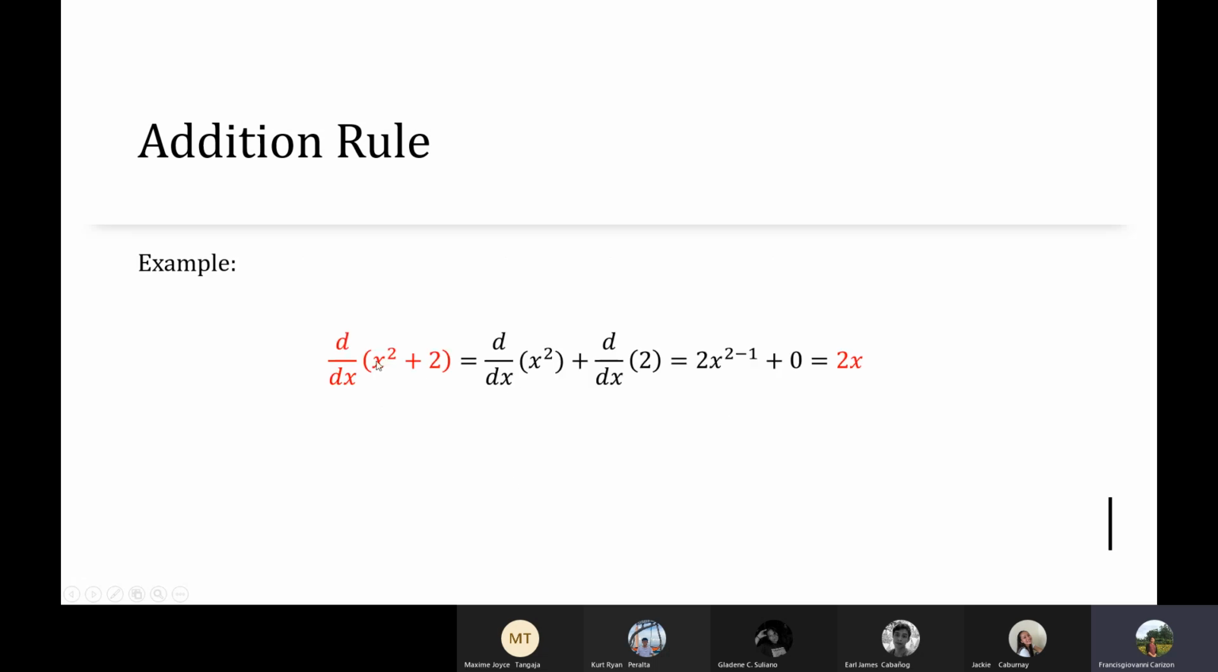So let's take for example x squared plus 2. We know we can solve x squared plus 2 because of the power rule. So the derivative of x squared plus 2 is equal to the derivative of x squared plus the derivative of 2. We know the derivative of x squared is 2x raised to the power of 2 minus 1, and the derivative of 2, which is a constant, is equal to 0. For x squared, using the power rule, we bring down the exponent, then subtract 1. So it simplifies to 2x. So the derivative of x squared plus 2 is equal to 2x.